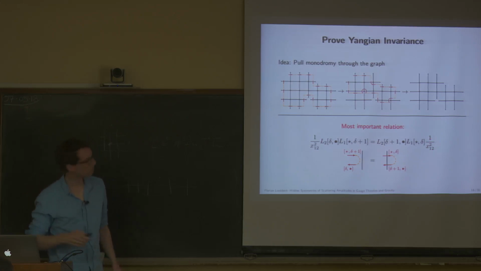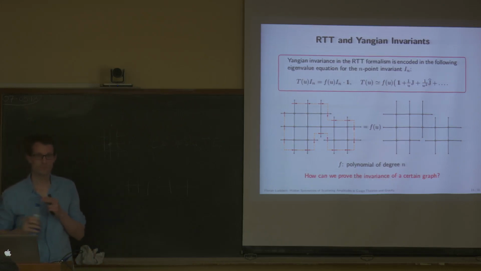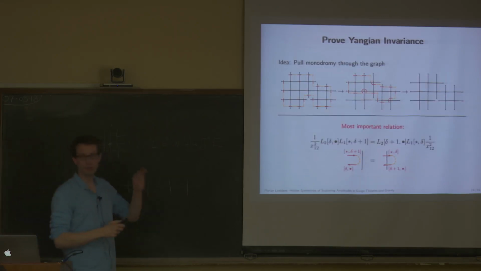So why allowing an eigenvalue? Why not just saying that the invariance should just mean that the monodromy should annihilate that? Because I have this identity here in the expansion, which does not annihilate the invariant. Yes. So to prove this, I have to pull the monodromy through the graph.